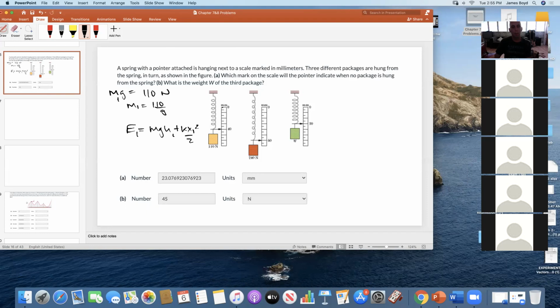Now, we're going to assume that these are 0. And E2 is equal to mgh2 plus kx squared over 2. When we do that, we can set those equal to each other to find k. And that shouldn't be too hard, assuming that we're calling that 0.